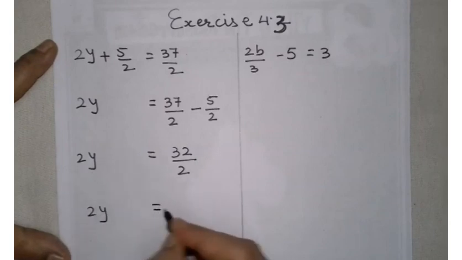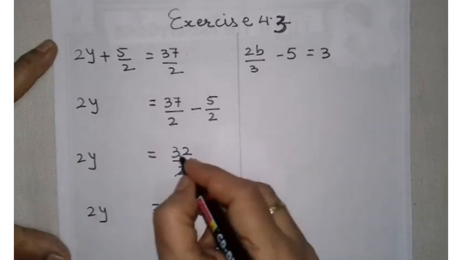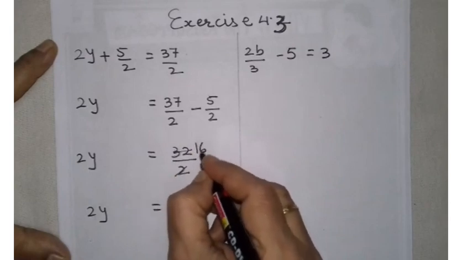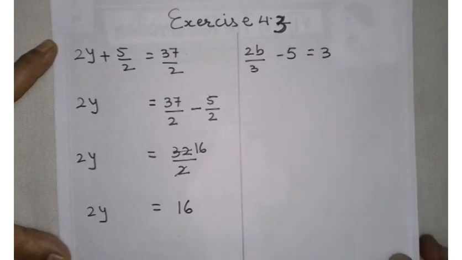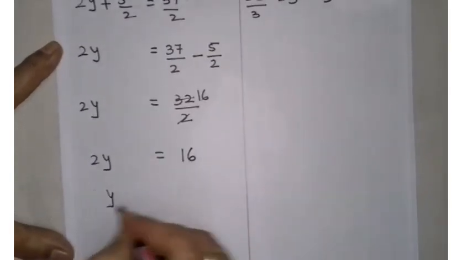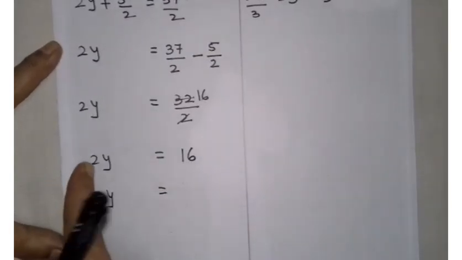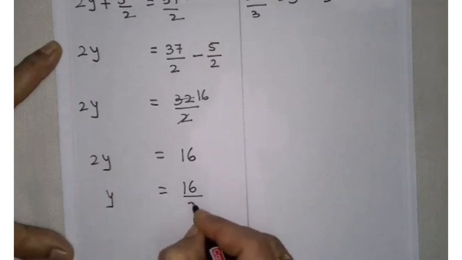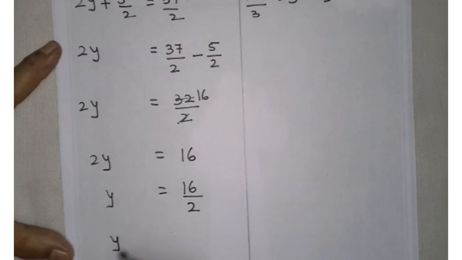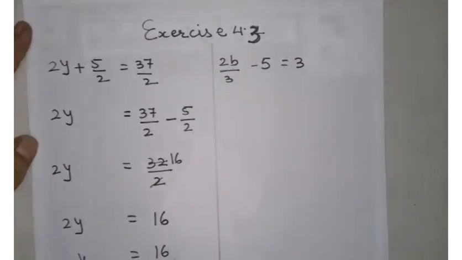Now 2y is equal to, 2 ones are 2 and 16. So 2y is equal to 16. Now y is equal to, this 2 is in multiplication form over here, here it will be in division form. So y is equal to 8. So understood children how to solve the sum? Let us solve one more example.